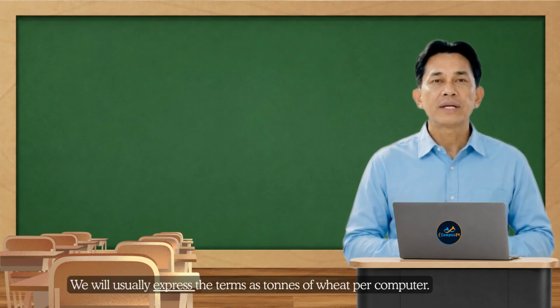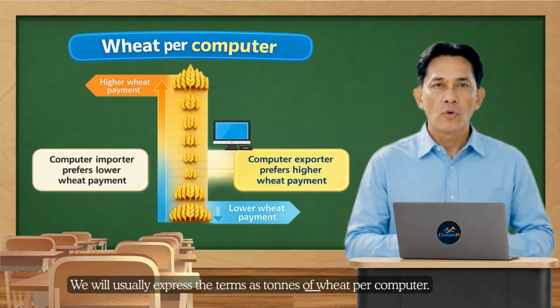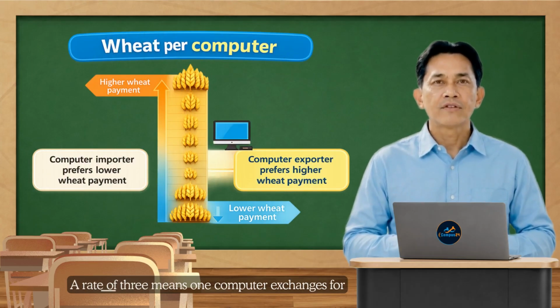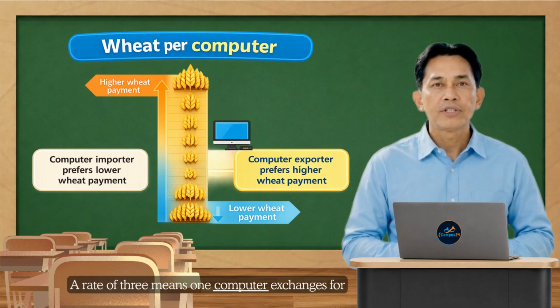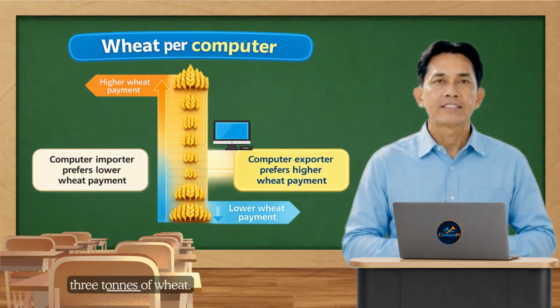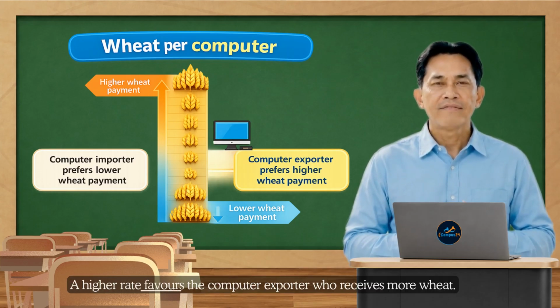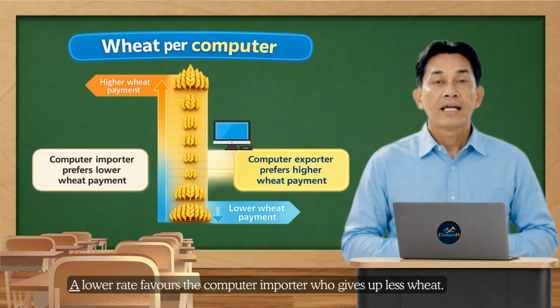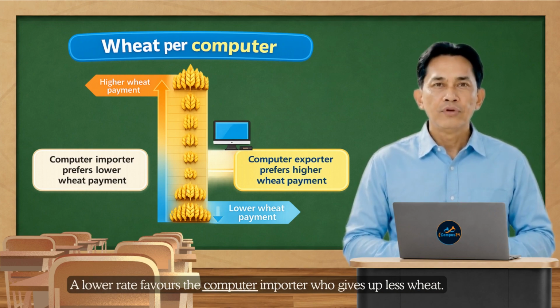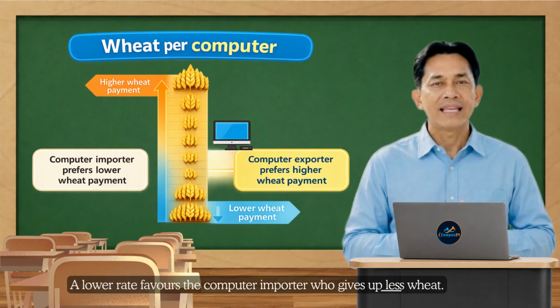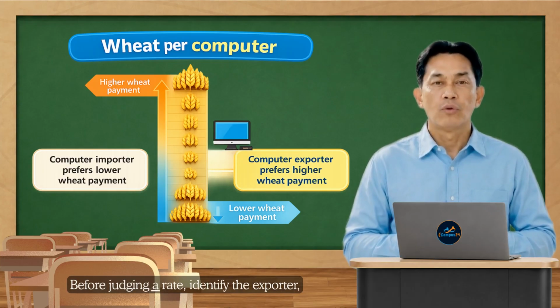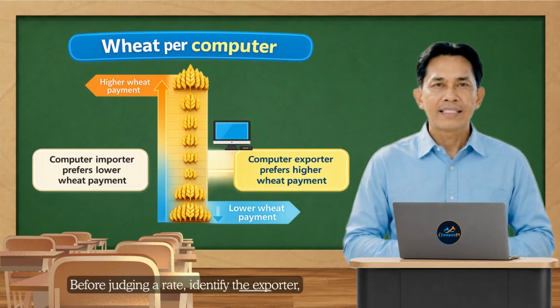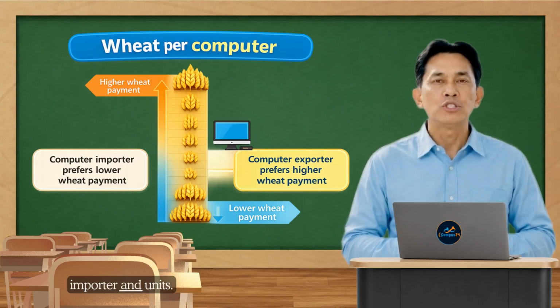We will usually express the terms as tons of wheat per computer. A rate of 3 means one computer exchanges for 3 tons of wheat. A higher rate favors the computer exporter, who receives more wheat. A lower rate favors the computer importer, who gives up less wheat. Before judging a rate, identify the exporter, importer, and units.